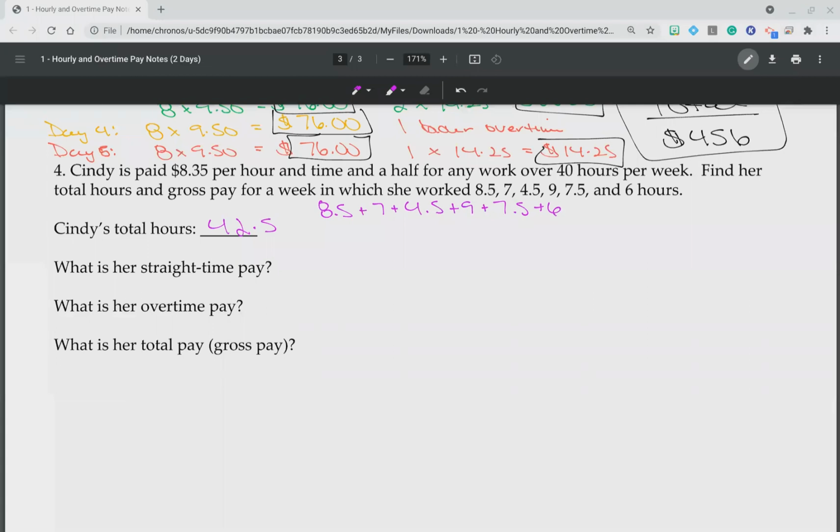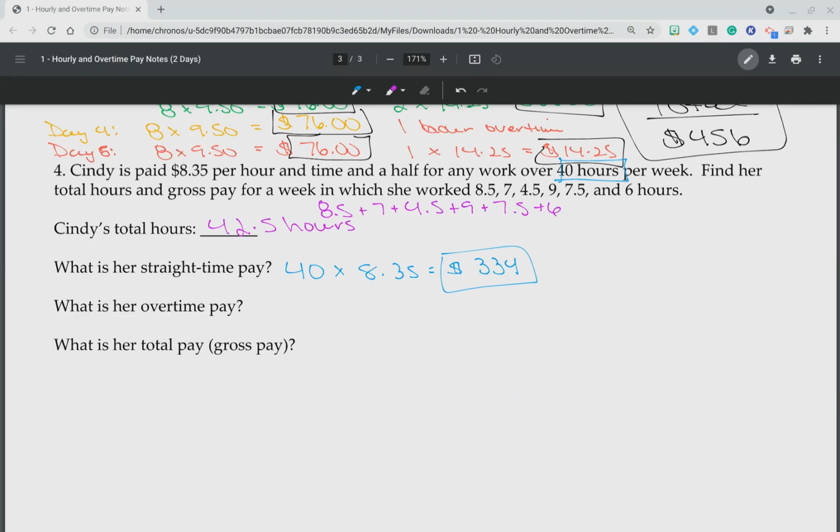So by adding all of those together, you should have gotten that Cindy worked a total of 42.5 hours. All right, so now figure out her straight time pay. And remember, straight time pay is 40 hours. So you should have gotten that Cindy's straight time pay was $334 for working 40 hours.